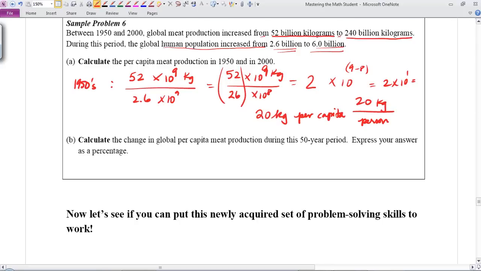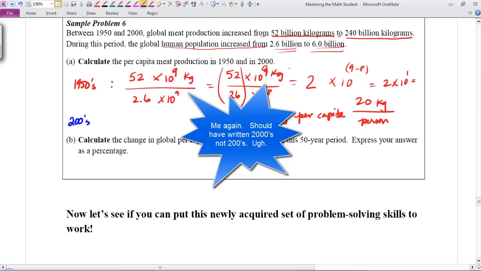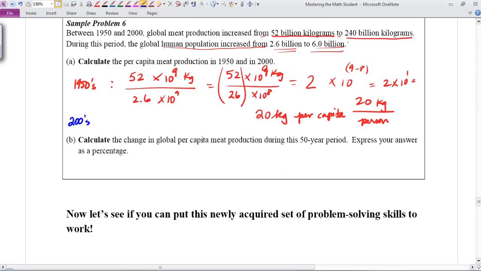Same song, second verse. Let's do that again for 2000. What do we have going on there? 2.6 billion? No, that's not right. 240 billion kilograms. 240 times, and a billion is 10 to the 9th kilograms, divided by 6 billion people. That was a little bit kinder, because the 10 to the 9s are going to cancel. So that cancels, and 6 goes into 240 40 times. 40 is known as 40 kilograms per capita.